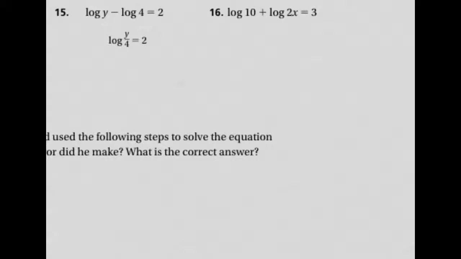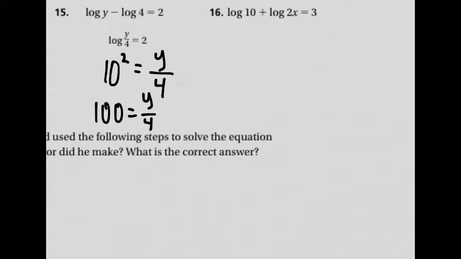The base is 10, the power is 2, and your argument is y over 4. 10 squared equals y over 4. 10 squared is 100 equals y over 4. And now to solve for y, you're going to multiply by 4 on both sides. And there's your final answer. y equals 400.